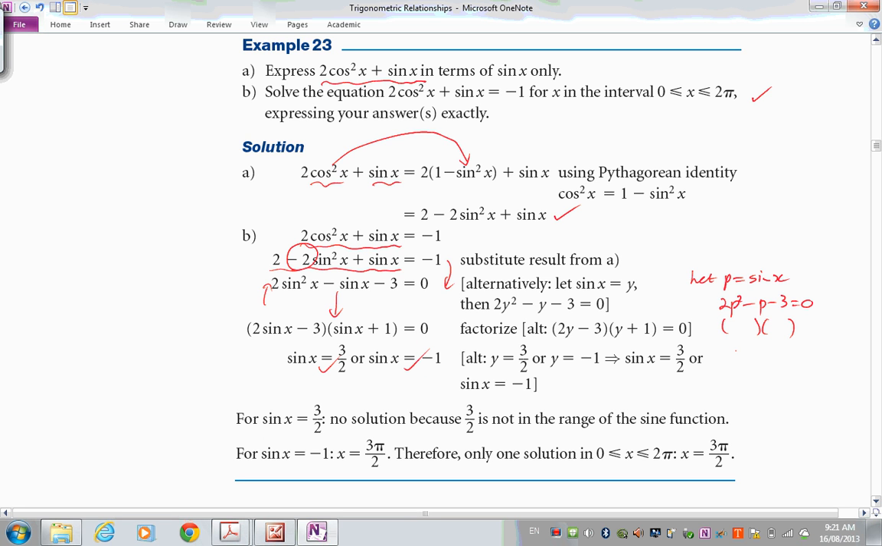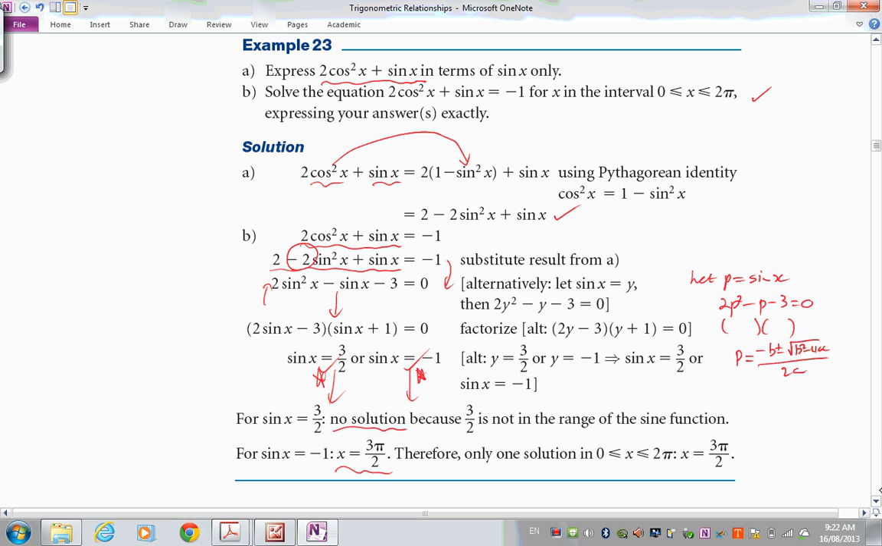Or remember, if you get stuck, you can always use the roots of a quadratic if you're not too sure of the factorisation. But you must come down to these values. And then, of course, you can talk about this one. There's no solution. Sine must be less than 1. And here, this one gives us 3 pi on 2. So there's only one solution. Okay. Do you get the hang of it?